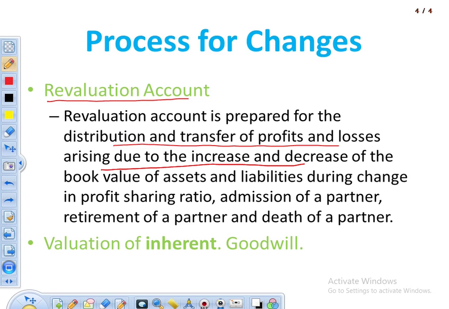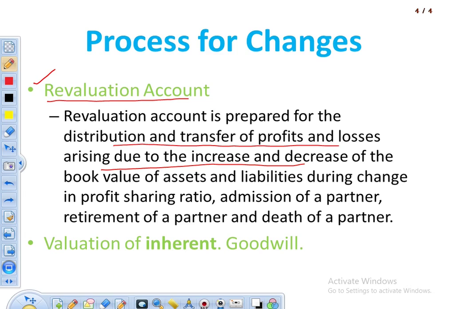So in any of these cases, when there's a change in partnership, we need to prepare a revaluation account, and the revaluation account revalues all the assets and all the liabilities. And if a profit or loss arises, it needs to be given to the partners, and that is done with the help of the revaluation account. It is mandatory for us to prepare a revaluation account when there is a change in partnership.